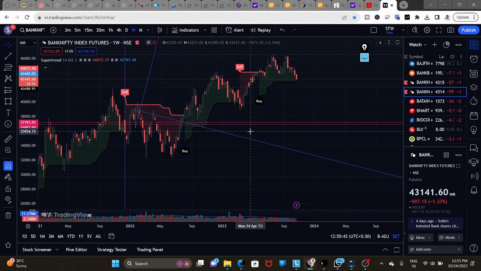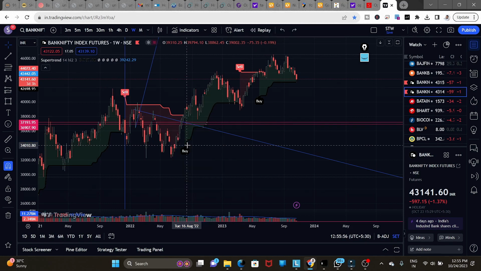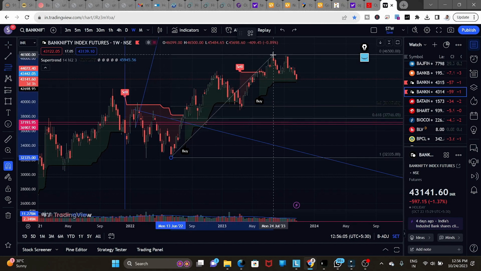So Bank Nifty looks decent and bullish to me. I don't see any kind of major fall here. Let's put Fibo retracement from here. Let's put our tool from here till the high. So it has a level of 39,417 and 37,746. So this is the level on a weekly time frame.